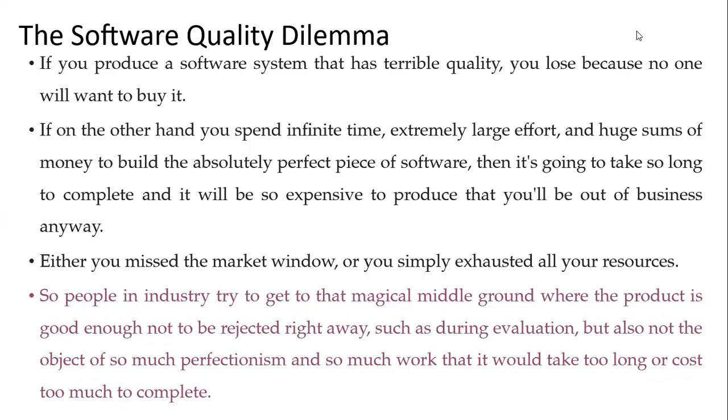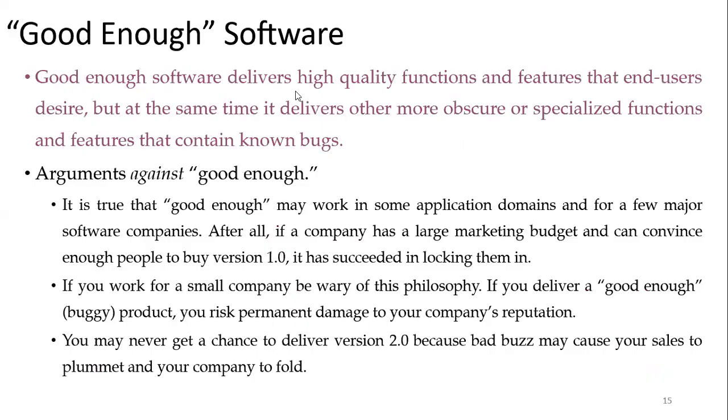So people in industry try to get to that magical middle ground where the product is good enough not to be rejected right away, but also not the object of so much perfectionism and so much work that it would take too long or cost too much to complete. Good enough software. What is good enough software? Good enough software delivers high quality functions and features that end users deserve, but at the same time it delivers other more obscure or specialized functions and features that contain known bugs.